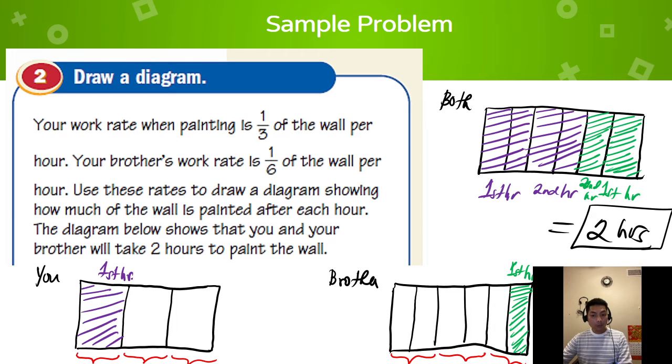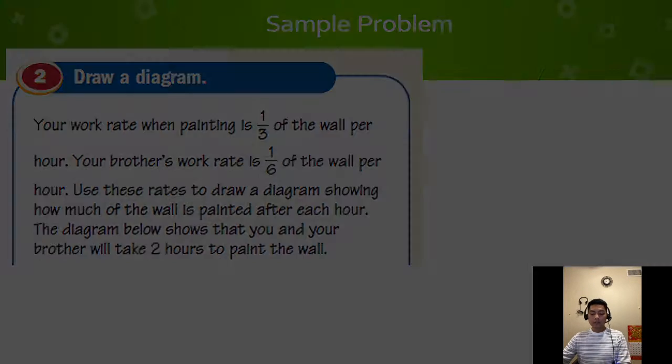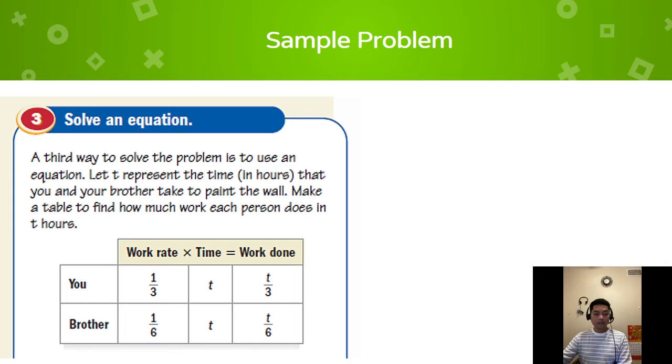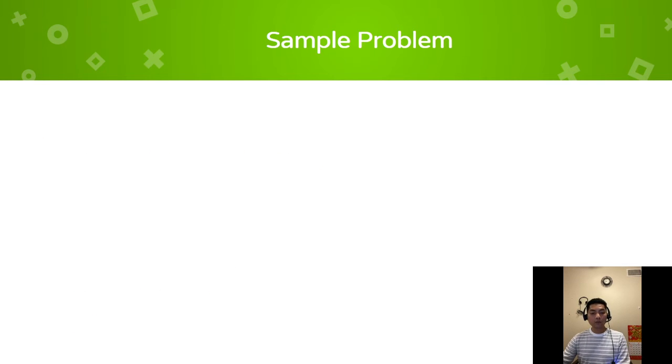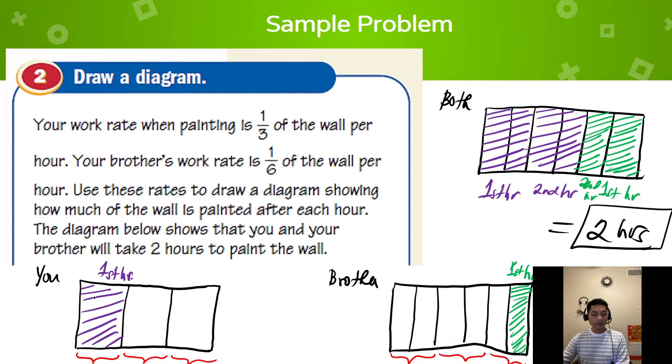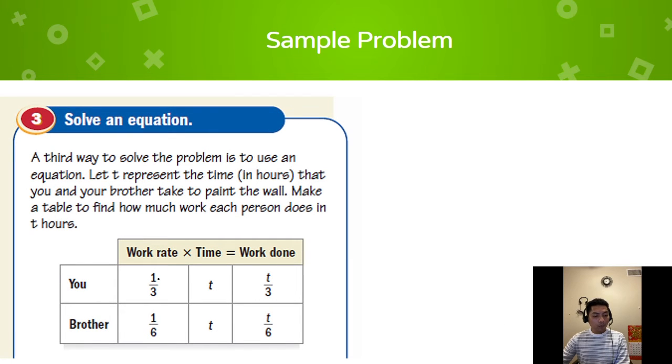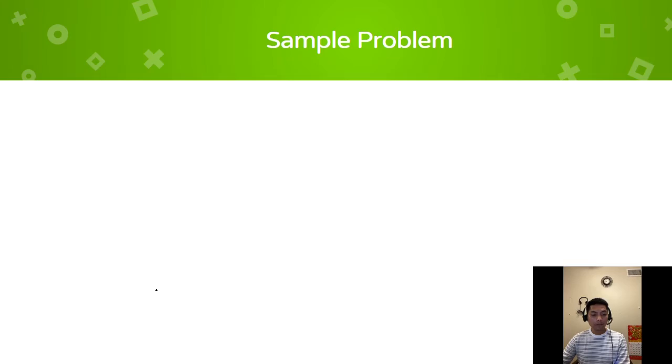Now, there's another way of solving this, because sometimes diagrams may take so much time. So there's the equation. Okay? Now, just remember, work done is equivalent to work rate times time. So if you have 1/3 as your work rate, just like what we have shown here, this is 1/3, right? This is 1/3. This part right here is 1/6. That's your work rate. So how many 1/3s do we need to finish the job? Look at the drawing.